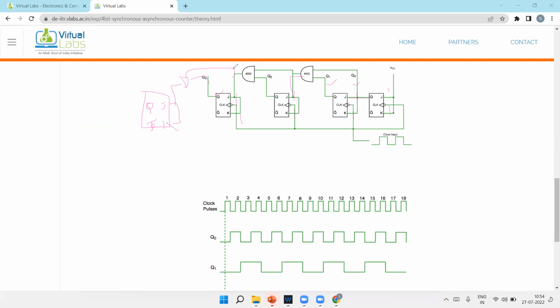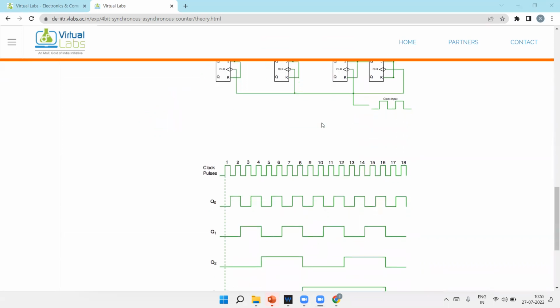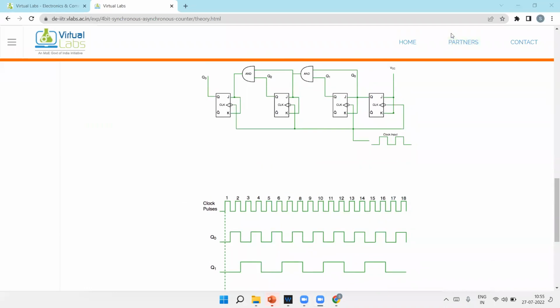Disconnected. It is Q3, Q2, Q1, Q0. All the outputs will be multiplied, then will be input for the next stage. Okay, so that is the case for the synchronous counter. Now you can see the waveform.